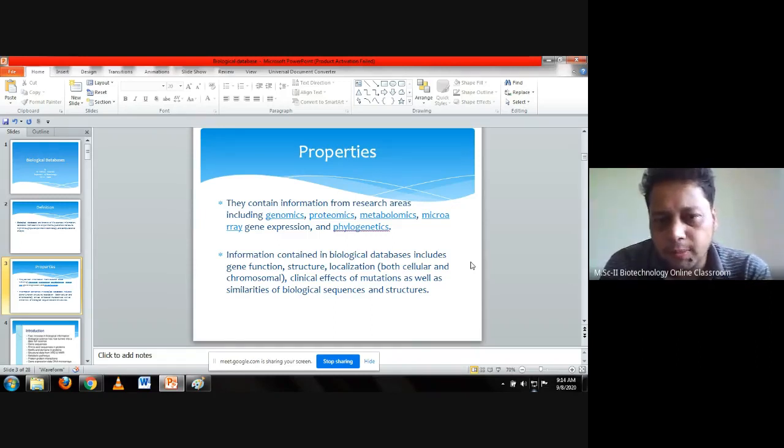The second property is that the information contained in a biological database includes gene function. How will you find the gene function?